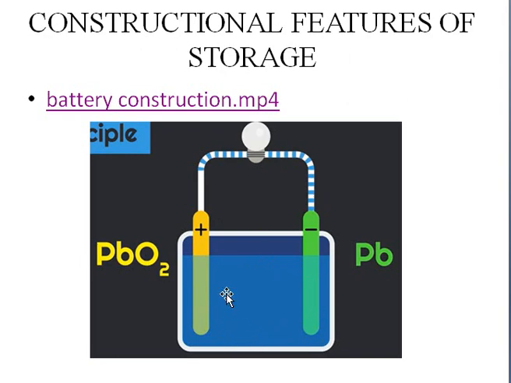So this is how the battery works. The hydrogen will react with PbO2, that is lead oxide, and sulfur will react with lead. As a result, the positive and negative electrodes will be created, and electricity will pass through this system.